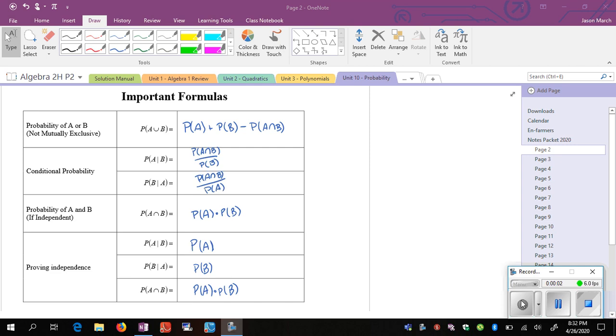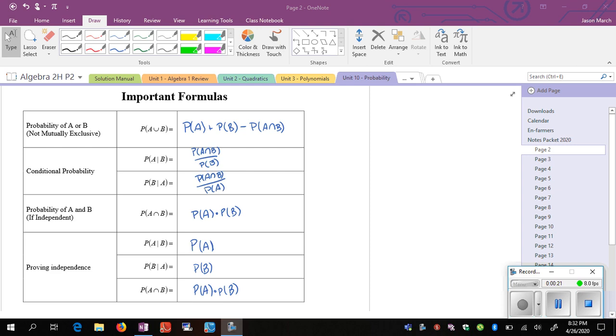Okay, so this is part 2 of proving independence. I wanted to highlight a portion of this packet that you guys have, the inside cover. If you're following along on OneNote, it'd be here at page 2. It has all these formulas, and we've actually used a lot of these already.